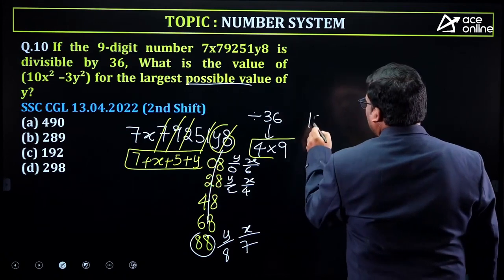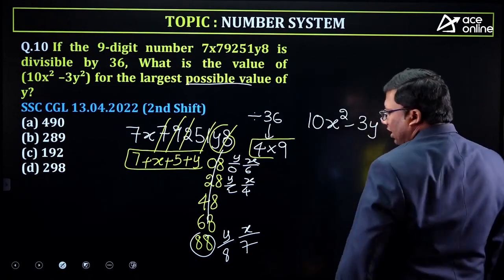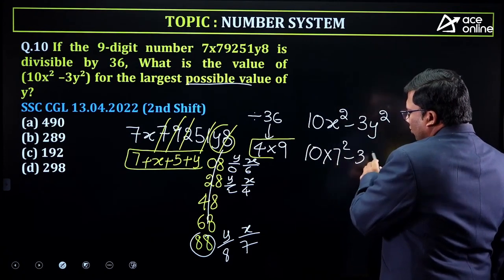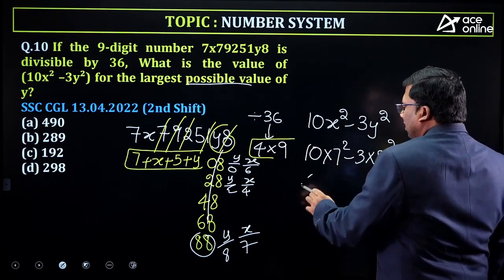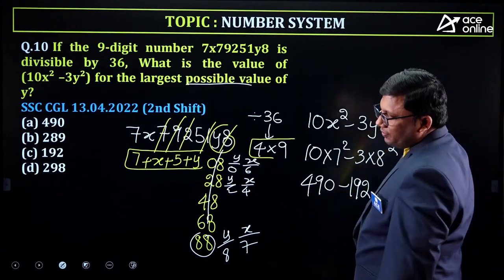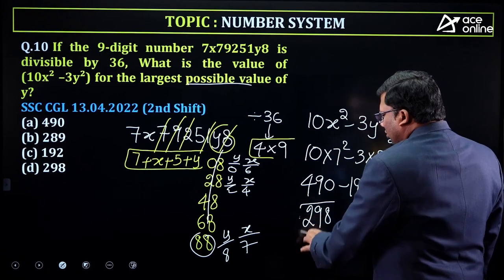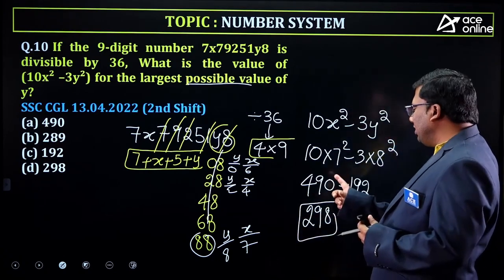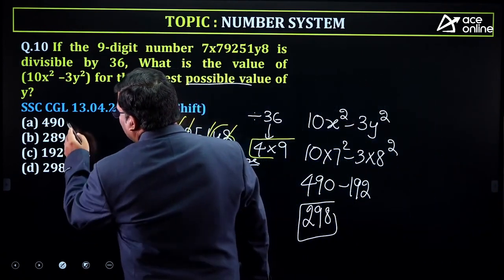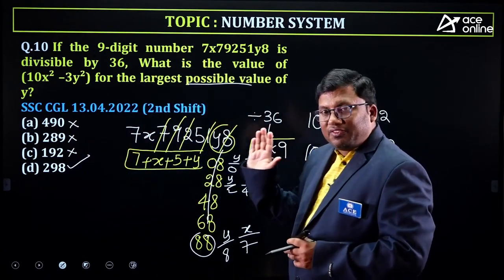So the answer for this question is 10x square minus 3y square. So 10 into x, it is 7 square. 3 into y, it is 8 square. 49 into 10 is 490. 64 into 3 is 192. 490 minus 192 is 298. The answer for this question is 298. I hope the idea is very much clear to you.